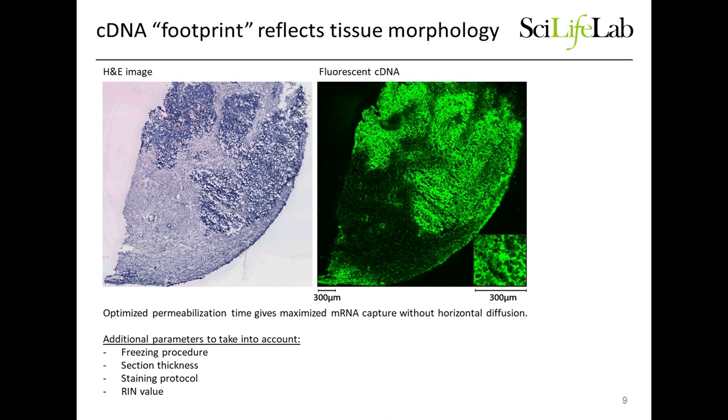Other than permeabilization time, there are some additional parameters to take into account. For example, we have sometimes had problems with tissue cracking, which is typically a result of the freezing procedure. Sectioning thickness as well as staining protocol may be changed depending on tissue type or preference in a particular study. The RNA quality is also of importance, and we typically extract RNA and check the RIN value on a bioanalyzer before we get started with the spatial transcriptomics protocol.